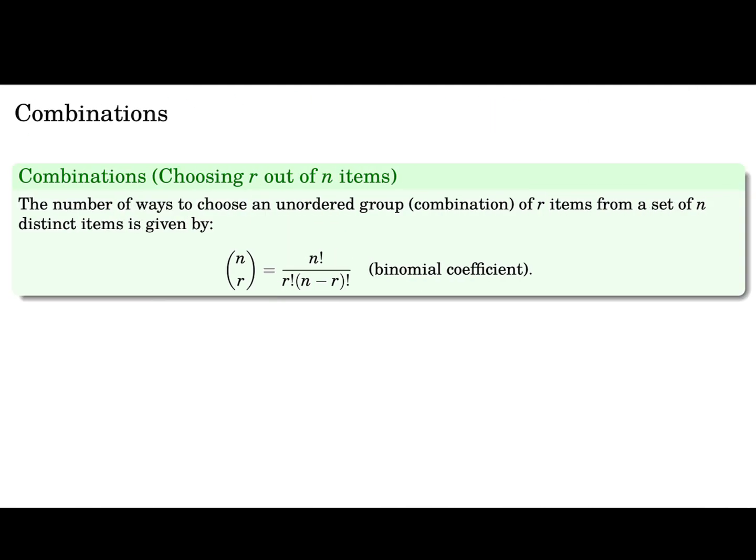Again, in general, the number of ways to choose an unordered group, also called a combination, of R items from a set of n distinct items is given by this here, which we read as n choose R. This is also called the binomial coefficient, and it's given by n factorial divided by R factorial times (n minus R) factorial.